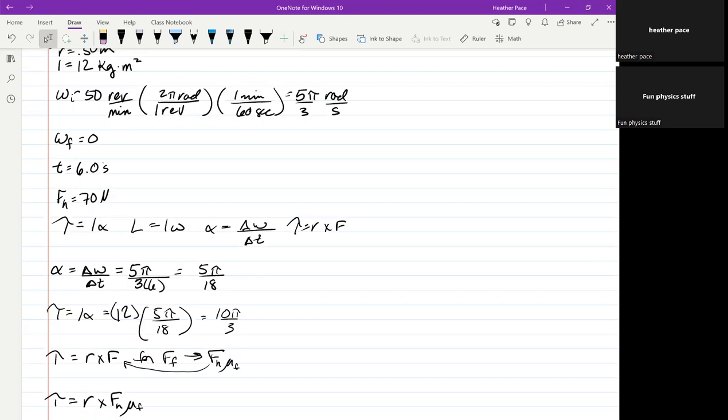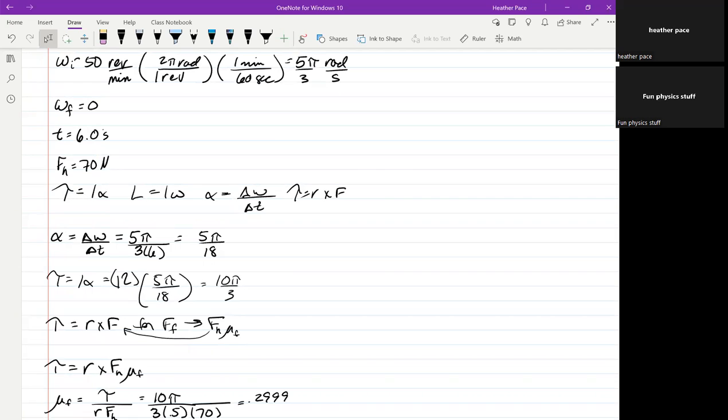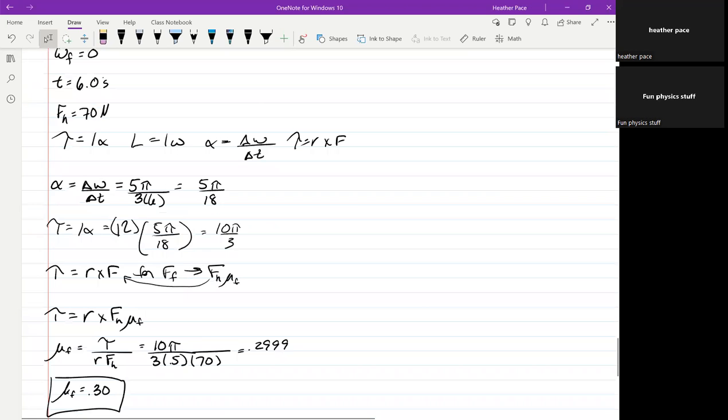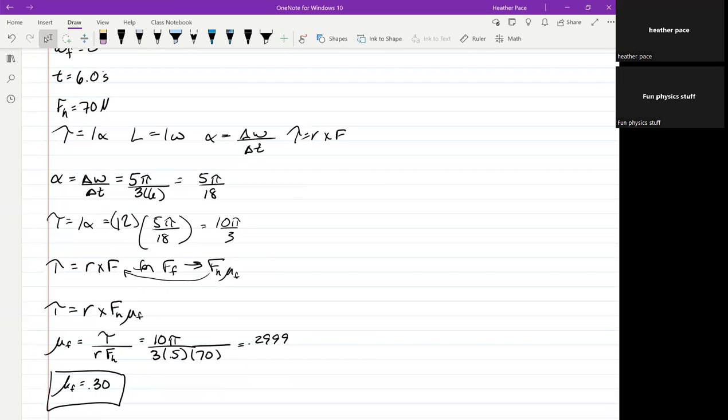All right, so let's solve for alpha. Alpha's in lots of these equations. We have delta omega, which is just omega I because omega F is 0, over 6 seconds, and you end up with 5 pi over 18. So we've got tau equals I alpha. We were given I, and we solved alpha. So now we have tau. Tau equals 10 pi over 3.